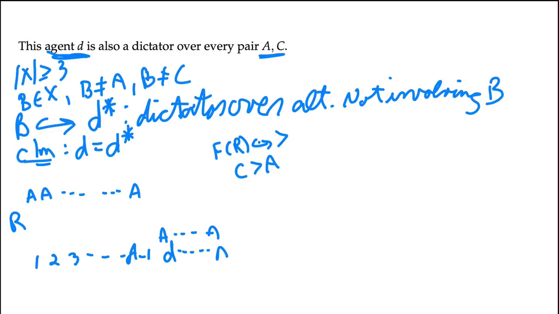But now we have this other voter, D star, and D star could show up to the left of D, could be equal to D, or could be to the right of D. Let's say D star showed up somewhere to the left of D. So D star is one of the first group of voters. That means D star ranked A at the very top, so A is ranked strictly ahead of C. But we've shown that D star is a dictator over all alternatives not involving B. Since D star ranks A strictly ahead of C, society has to rank A strictly ahead of C. But this can't happen. So the only way to make sense of this is that D star has to show up to the right of D, so D star has to either equal D or be to the right of D.